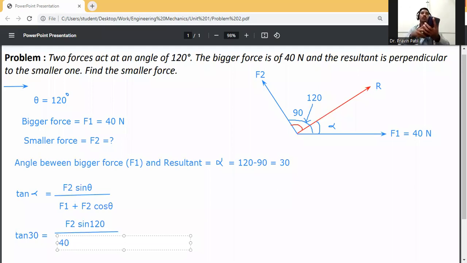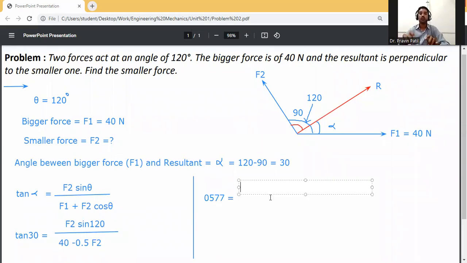Then cos 120 is minus 0.5, so minus 0.5 F2. We just solve by the relation. Tan 30, how much is it? Tan 30 is 0.577, equal to F2 sine 120, and sine 120 is 0.866, so 0.866 F2, divided by 40 minus 0.5 F2. Okay, so take 40 minus 0.5 F2 to the right side.